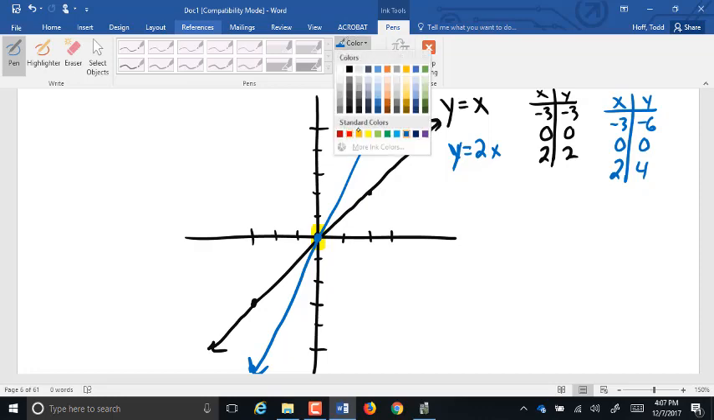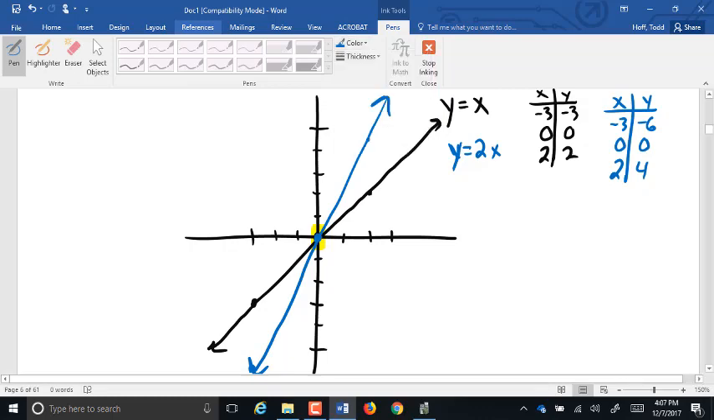So if multiplying makes it steeper, how do you think I would make it shallower like this? Divide, right? Like y equals x divided by 3. Now, rather than doing x divided by 3, what we would usually do is we know that 1/3 times x is the same as x divided by 3.